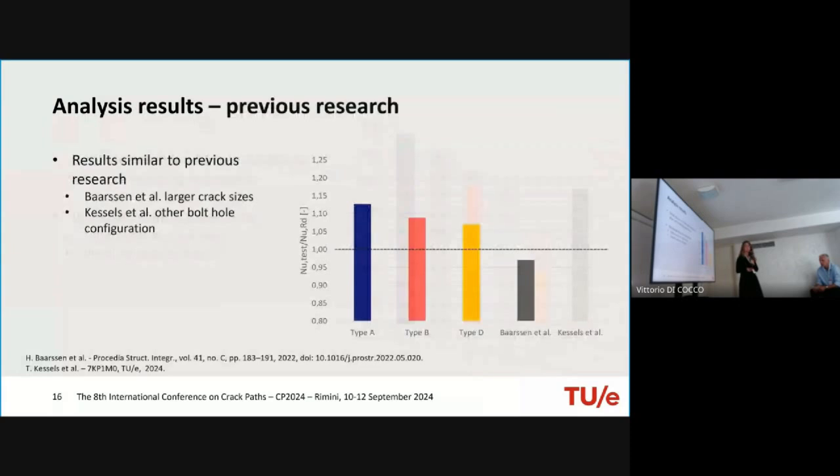We can compare this ratio of experimental results over calculated results with previously performed research. We did this in this graph with results of Baarsen and Kessels. They all have similarly the same results. However, Baarsen has some lower values. They also had some outliers in the crack depths up to 7 millimeters, so that can cause a bit of a lower value. Kessels also investigated other skew grades and other bolt hole configurations, but they all came to the same conclusion.